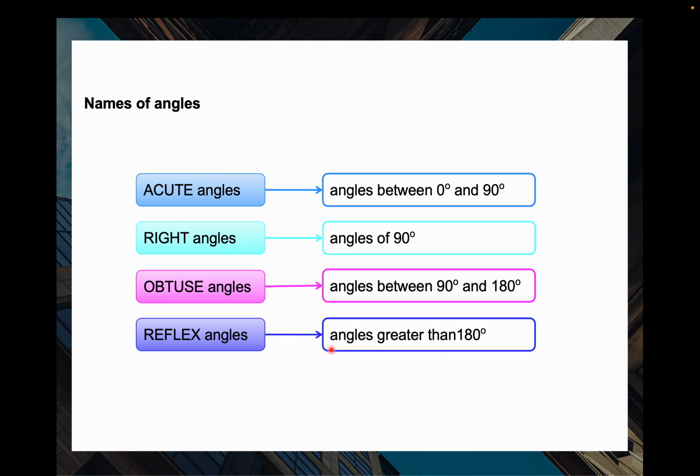So we have four types of angle: acute angle, the angle between 0 and 90; right angle, the angle precisely 90 degrees; obtuse angle, the angle between 90 and 180; and the reflex angle, the angle greater than 180 degrees.